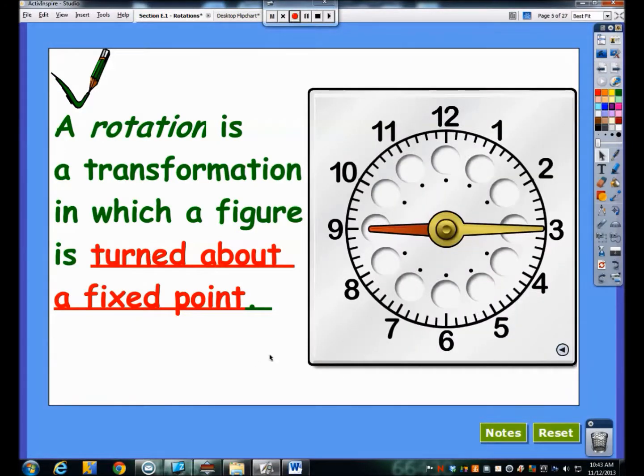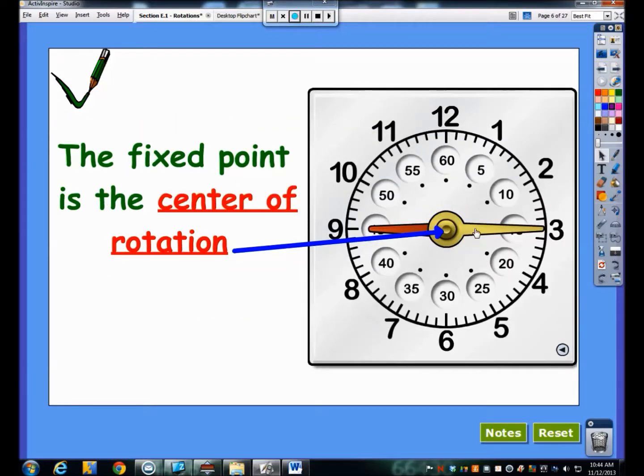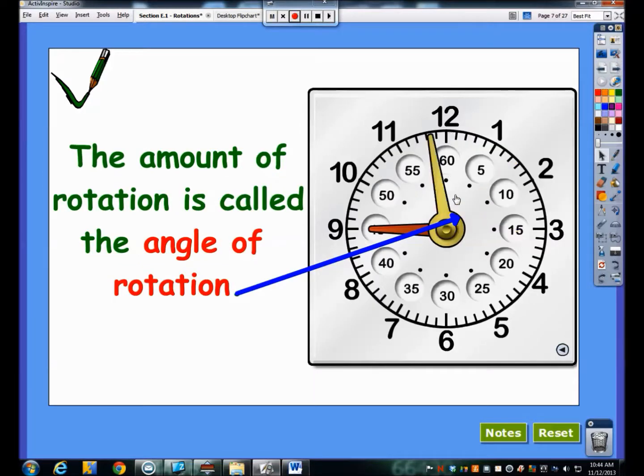Now, the precise definition of a rotation is a transformation in which a figure is turned about a fixed point. So think of a clock. The fixed point is the center where the hour and minute hands are bound together with a bolt or some sort of screw to keep them in place. So this is what's referred to as the center of rotation. And the amount of rotation is called the angle of rotation.